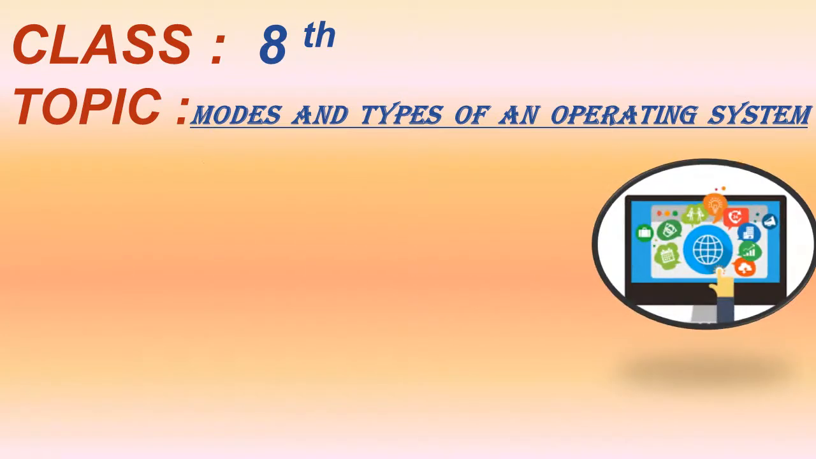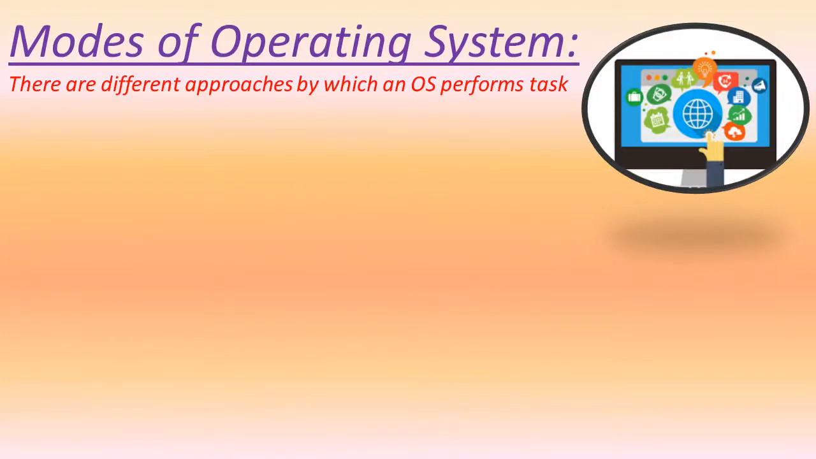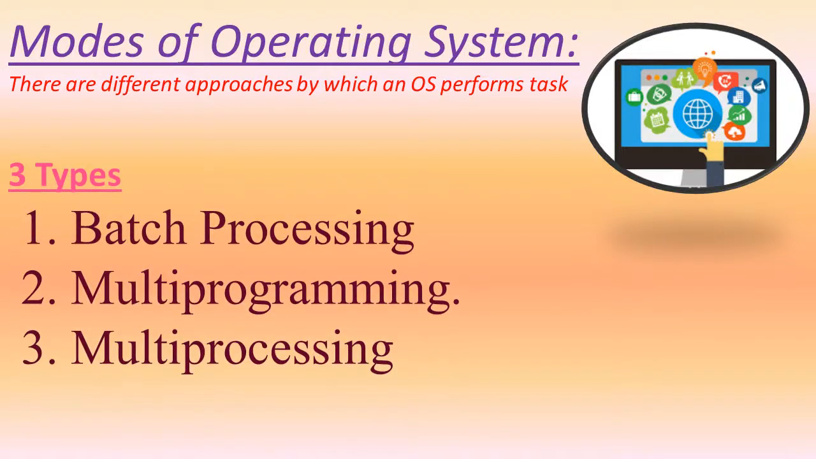The topic for today is modes and types of an operating system. First is about modes of operating system. There are different approaches or modes by which an operating system performs tasks. In that, there are three types: batch processing, multiprogramming, and multiprocessing.